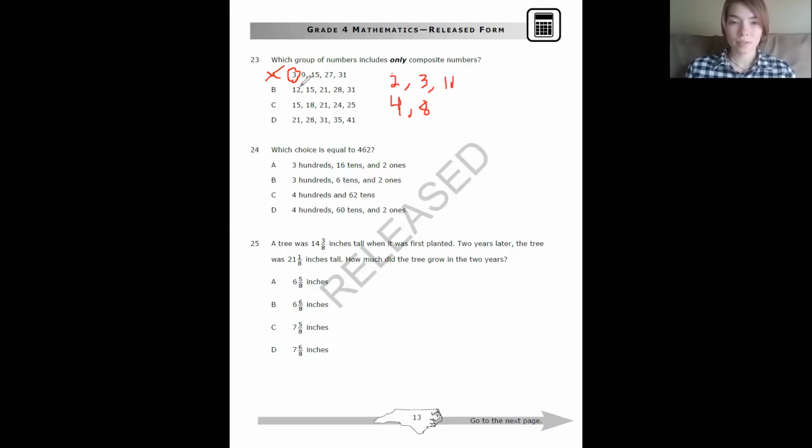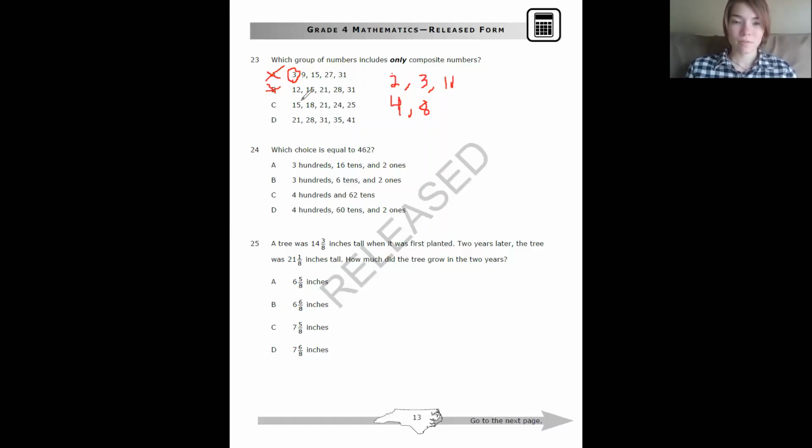For answer B, 12 is a composite number, it can be written as 3 times 4. 15 is equal to 3 times 5, 21 equals 3 times 7, 28 equals 4 times 7, and 31 has no factors other than 1 and itself. You can test that by dividing it by a few numbers, divide by 1 and 2, 3, 4, etc. But you'll find that there's nothing that goes into 31 other than 1 and 31.